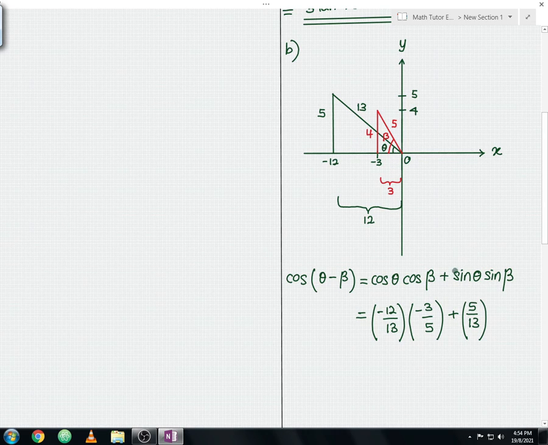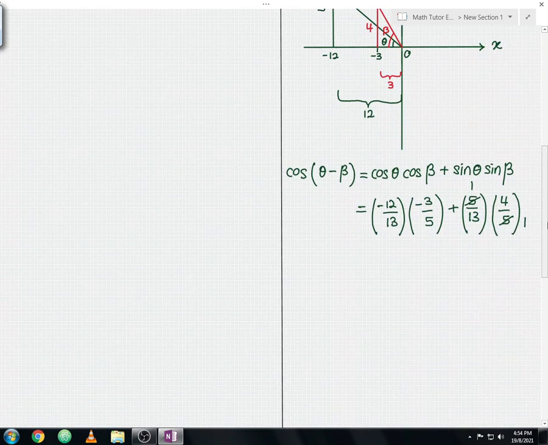Let us proceed to the sin beta now. For the sin beta, take a look at this red triangle again. It will be opposite over hypotenuse, in this case 4 over 5. You multiply with 4 over 5. From here, this 5 you simplify, you get 1. So this 5 you simplify, you get 1. Let us continue our working.